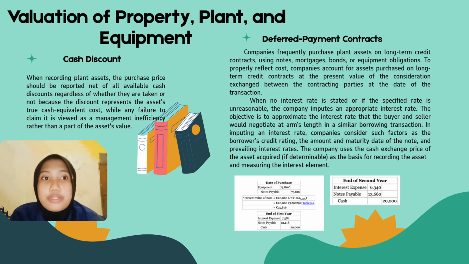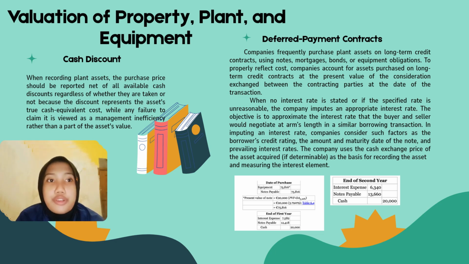Discount regardless of whether they are taken or not, because the discount represents the asset's cash equivalent cost. Any failure to claim it is viewed as a management inefficiency rather than a part of the asset value. The second one is deferred payment contract.